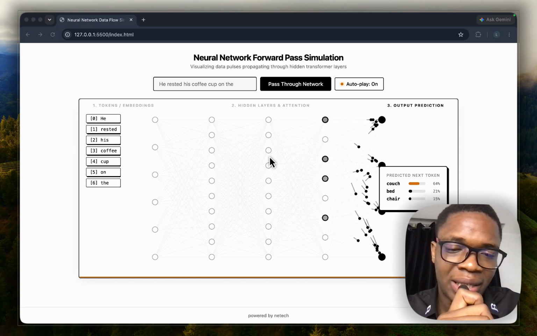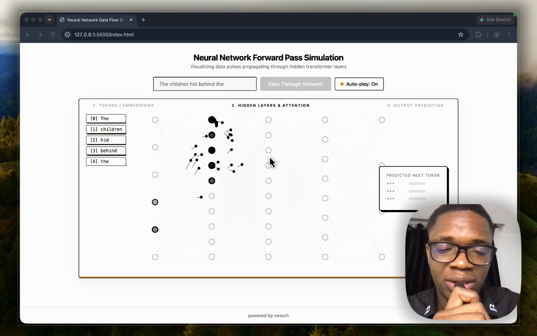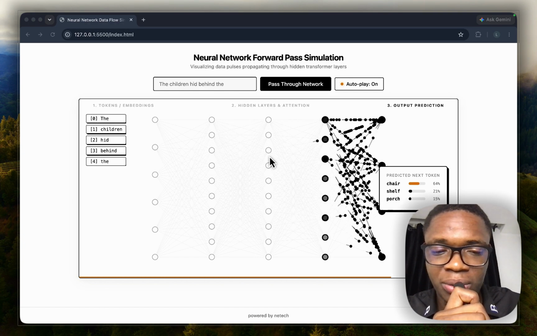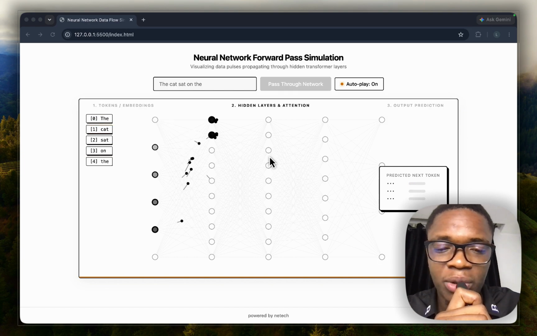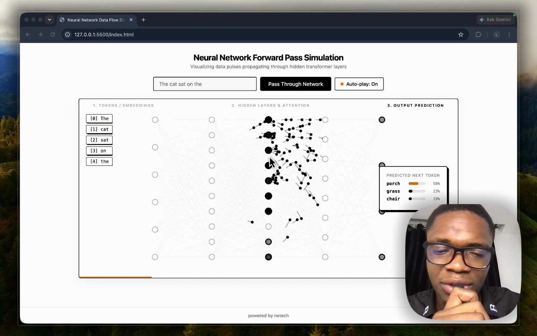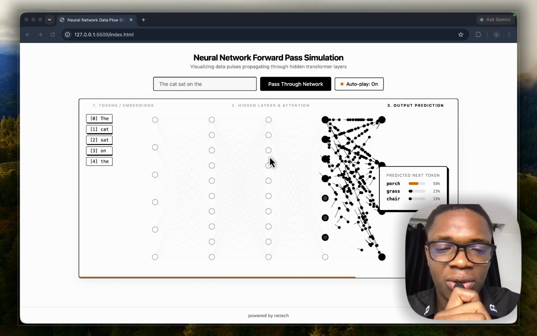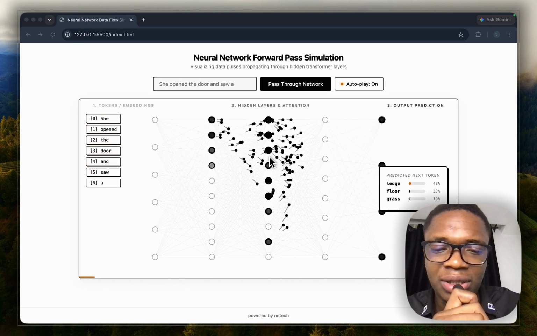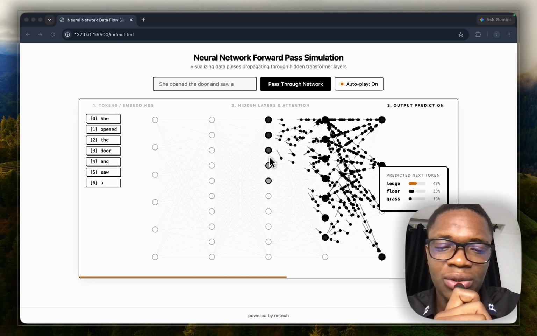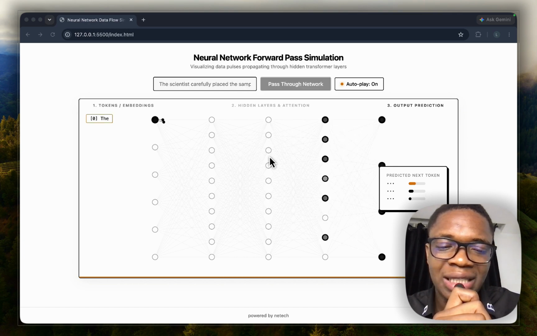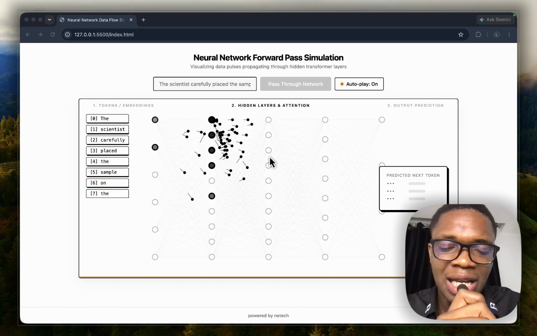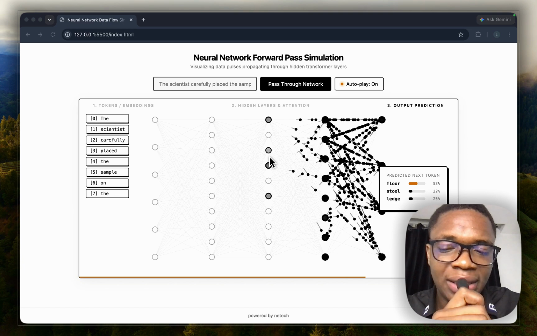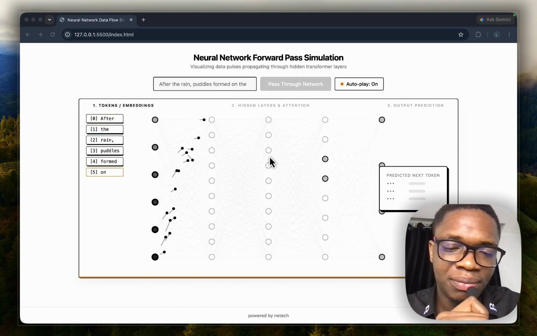Take for instance the word bank. On its own, this word is quite meaningless. But when you add a subsequent word to it, like river bank or money bank, this tells you exactly what it means, or what kind of bank we are actually talking about. So self-attention allows every single word in a sentence to look at every other word simultaneously and measure how relevant they are to each other, and then it updates its meaning accordingly.